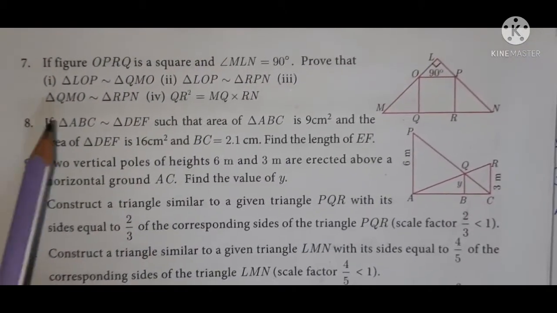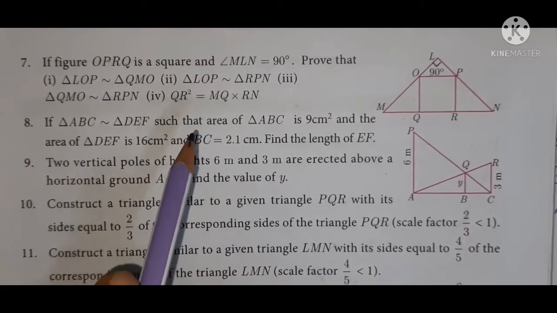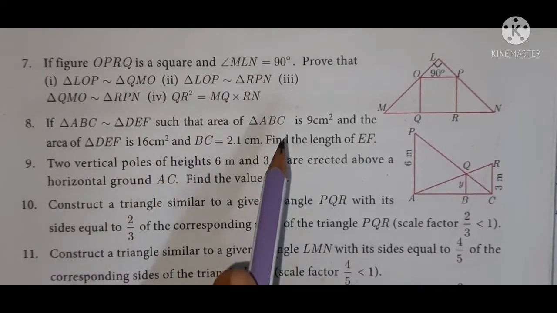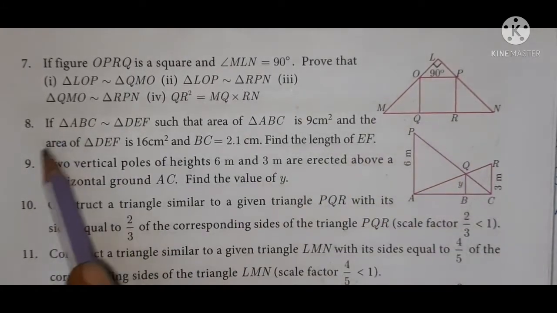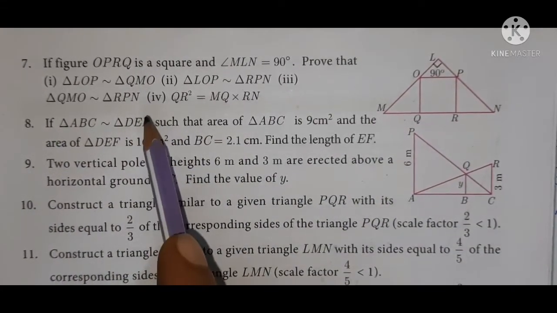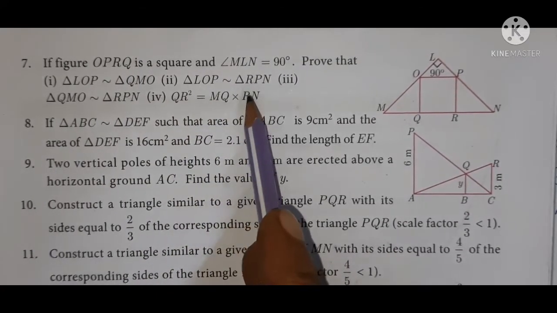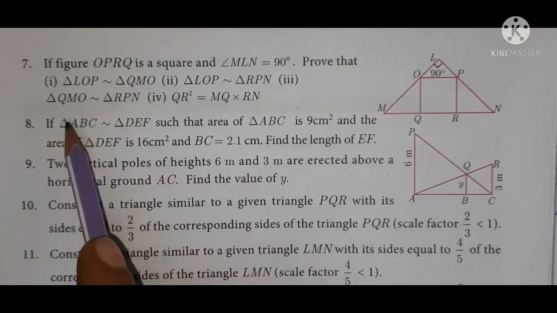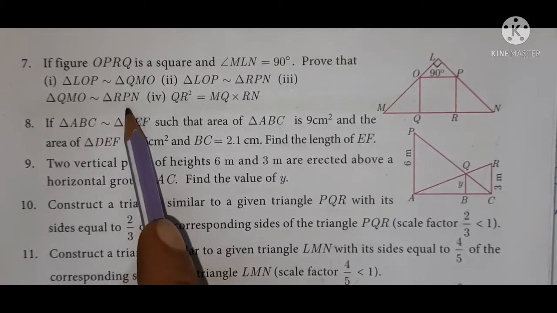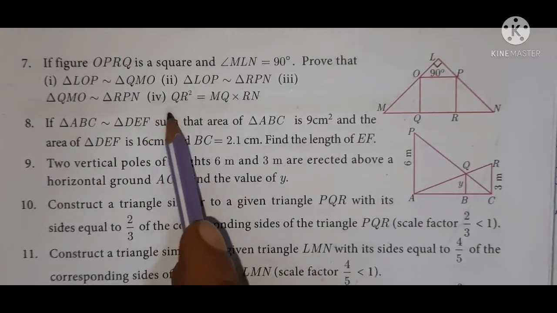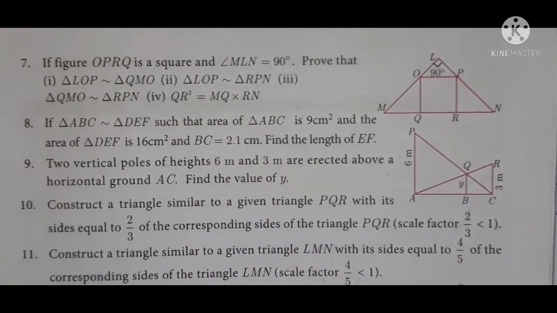Seventh sum. In the figure, OPRQ is a square and angle MLN is 90 degrees. Prove that first one, triangle LOP is similar to triangle QMO, and second one, triangle LOP is similar to triangle RPN, and third one, triangle QMO is similar to triangle RPN, and the fourth one, QR square is equal to MQ into RN.